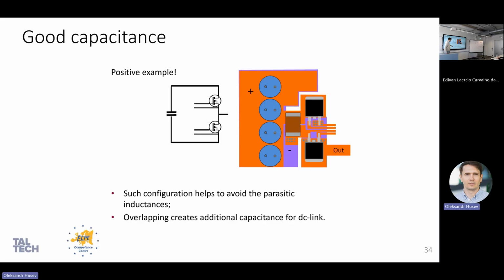So such a configuration helps to avoid the parasitic inductance. Overlapping creates additional capacitance for the DC-link. And you see what the tricky issue is: from one side, you may concentrate only on avoiding parasitic inductance, but at the same time, you add parasitic capacitance, right? Is it good?